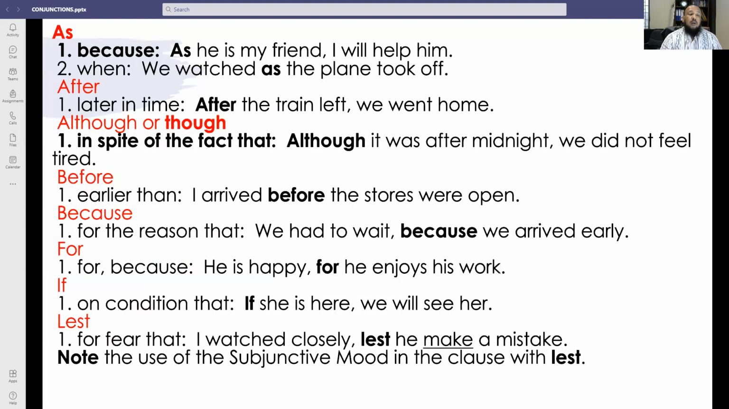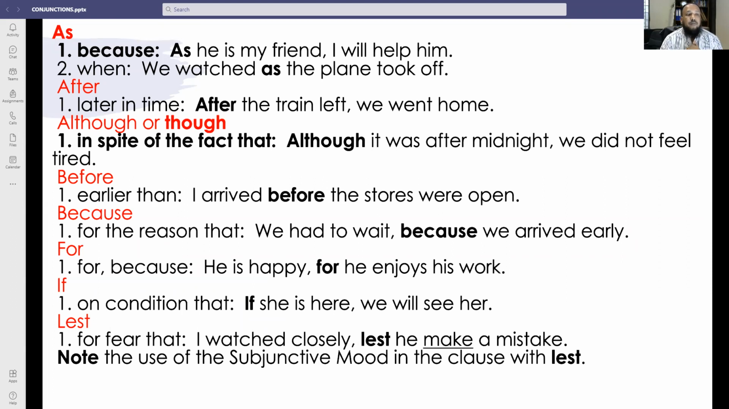Now see, as he is my friend, I will help him. As की अब यहाँ पर एक मीनिंग ये है because. As he is my friend, I will help him. I will help him because he is my friend. I will help him as he is my friend. When, as की दूसरी मीनिंग है when. We watched as a plane took off. अब यहाँ पर as की मीनिंग क्या है when. So as is taken as a because and when.